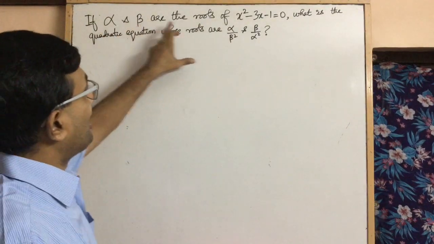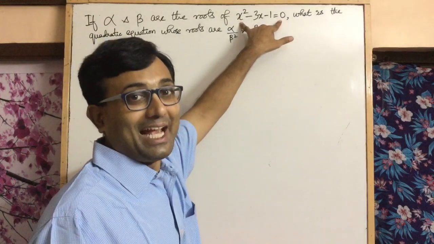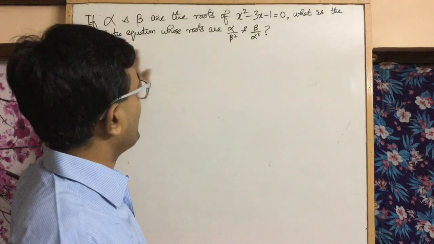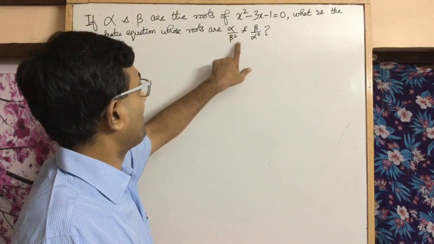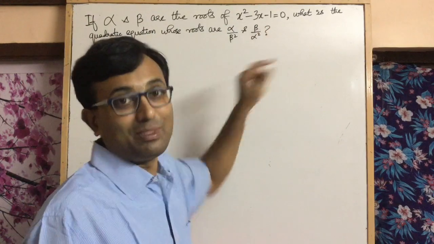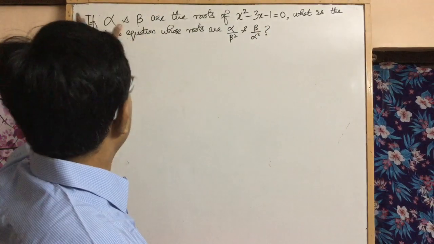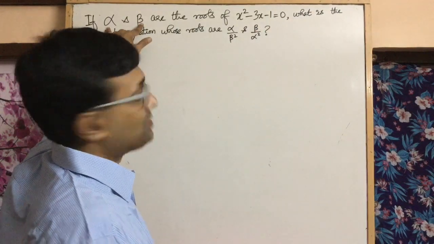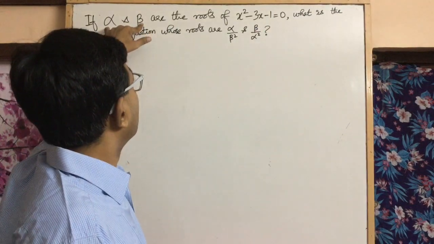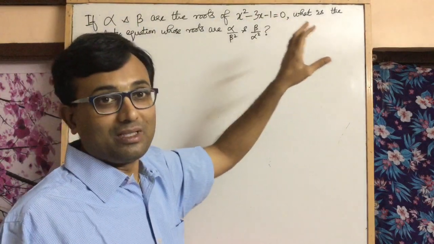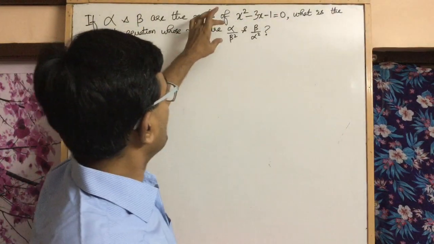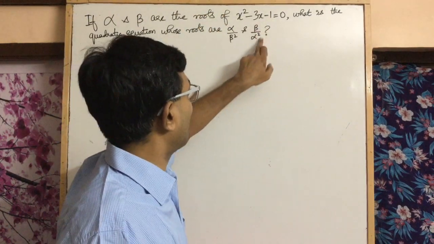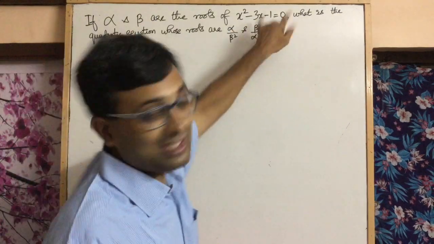If alpha and beta are the roots of this quadratic equation, x squared minus 3x minus 1 is equal to 0, what is the quadratic equation whose roots are alpha divided by beta square and beta divided by alpha squared? Now we are given a quadratic equation and its roots are denoted as alpha and beta. We are supposed to frame the quadratic equation whose roots are alpha divided by the square of beta and beta divided by the square of alpha, where alpha and beta are the roots of this given equation.